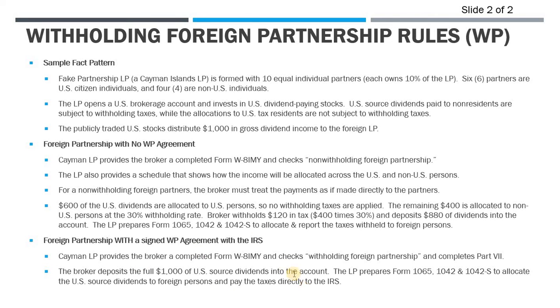That's the big difference. So you, as the partnership, have more control over the taxes being paid and what's being withheld. You're doing more of the reporting, and for the broker, you definitely make their lives easier. The broker doesn't have to get more in the weeds on what your operations look like. They just know, okay, $1,000 in U.S. source dividends, I'll pay it to you, we're done.